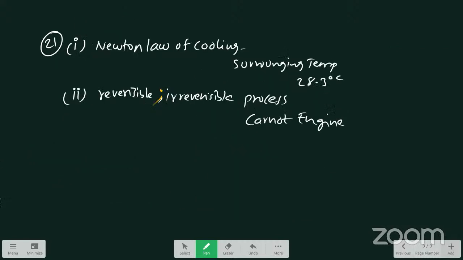Last, Newton's law of cooling, reversible process, irreversible process, Carnot engine.